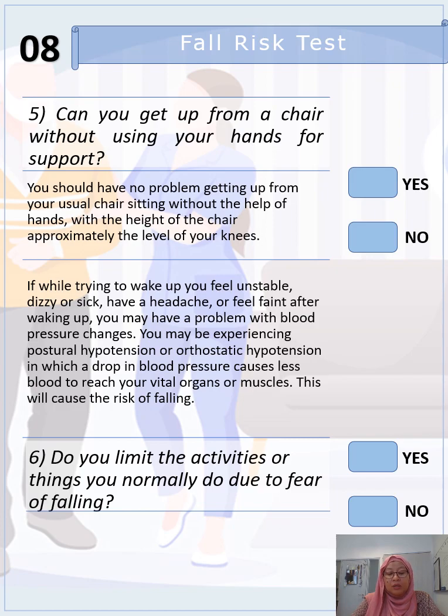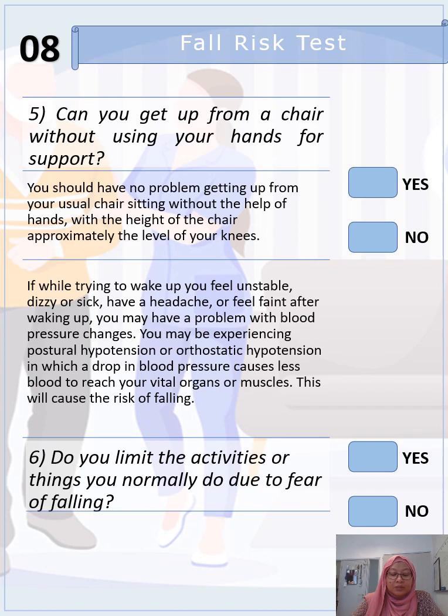They don't have problems. In the second situation, if while trying to get up you feel unstable, dizzy, or sick, you don't feel good, you are having a headache or feel faint after getting up, you may have a problem with blood pressure changes. You may be experiencing postural hypotension or orthostatic hypotension, in which a drop in blood pressure causes less blood to reach your vital organs or muscles. This will cause the risk of falling.